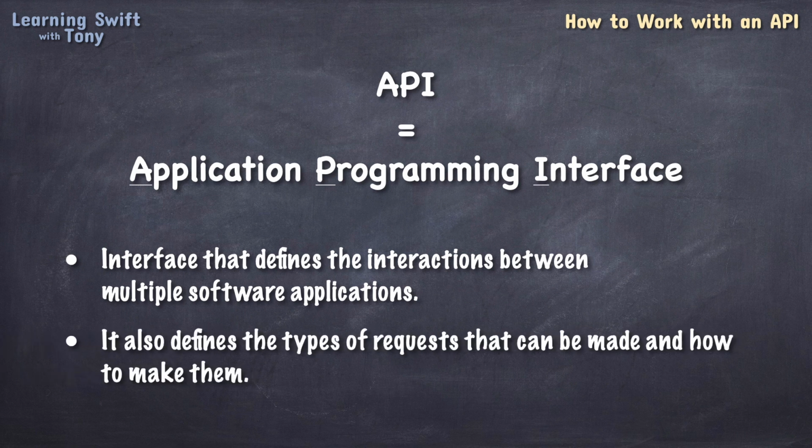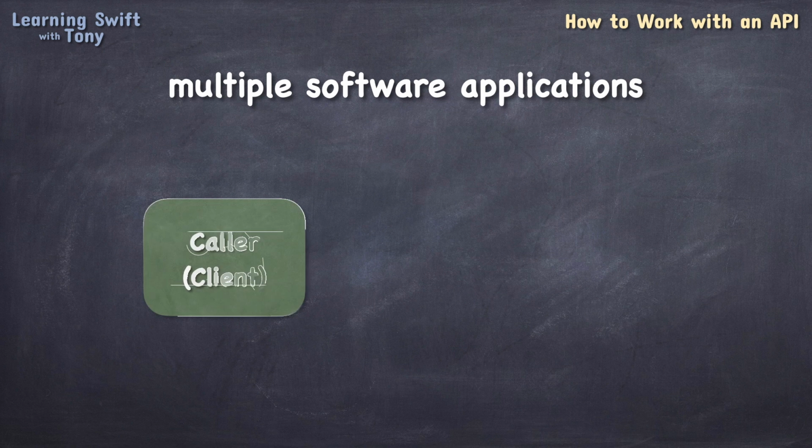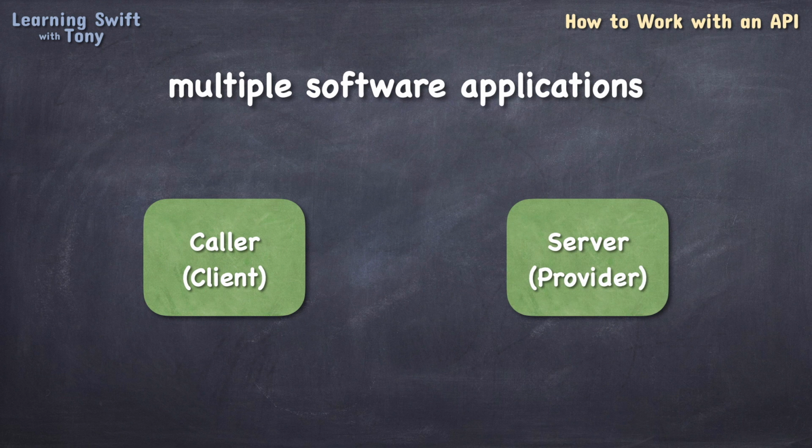Now, why are we talking about multiple software applications? Well, that's because in order for an app like ours to work, we need to deal with at least two different software applications. One is the caller, also known as the client, and a totally different software application is the server, also called the provider.